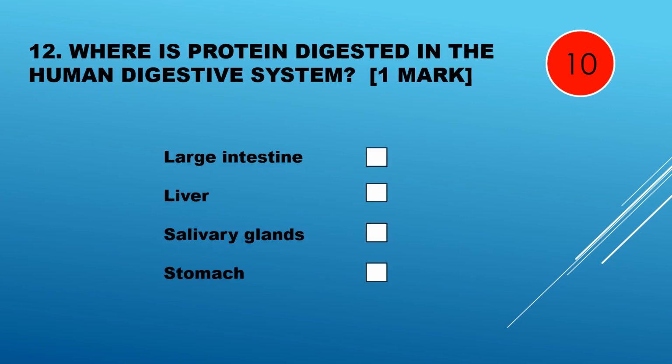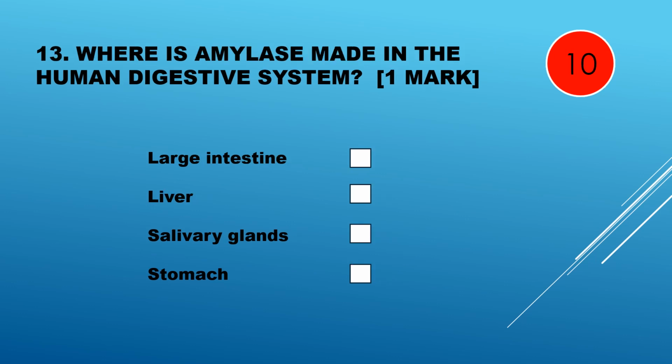12. Where is protein digested in the human digestive system? Is it large intestine, liver, salivary glands, or stomach? Protein is digested in the stomach. 13. Where is amylase made in the human digestive system? Is it the large intestine, the liver, salivary glands, or the stomach? Amylase is made in the salivary glands.